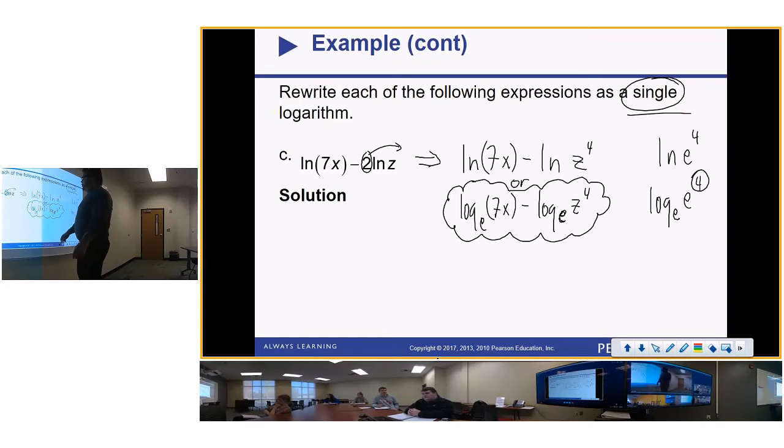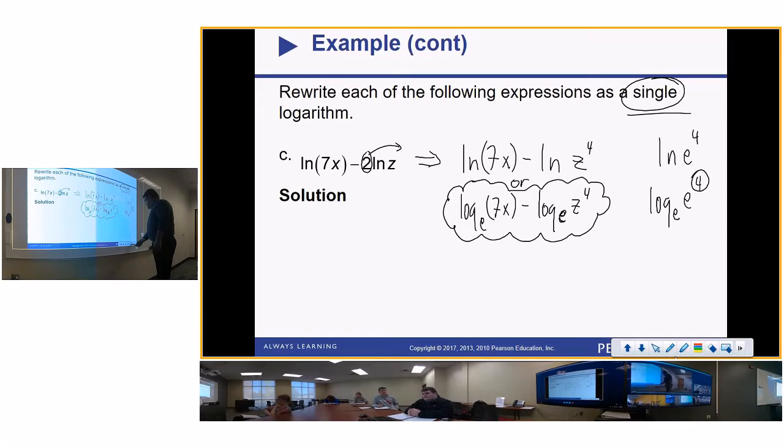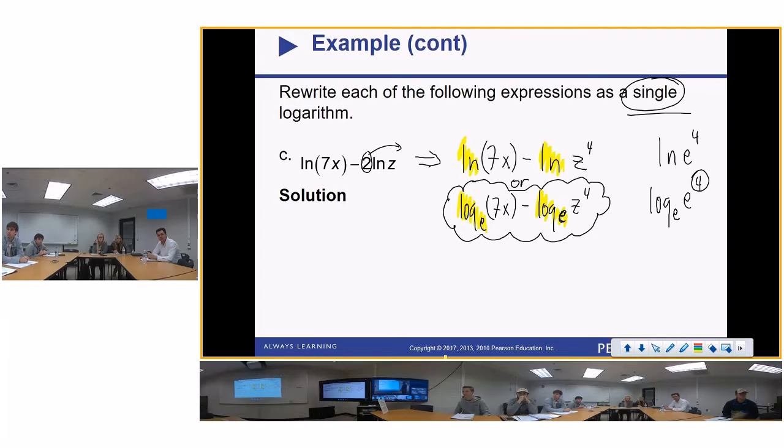So, do we have the same base? Hey, Hubert. Yes. Why did you put, when you moved the 2, why did you move it and change it to a 4?